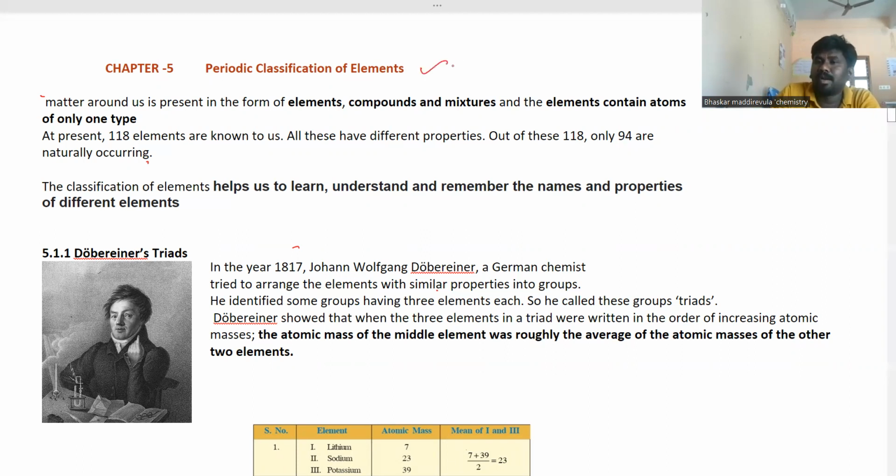From this chapter, we'll get 5-mark questions. Five marks we'll get from this chapter. Okay. Now, very important chapter. They'll ask more analytical type of questions from here. Okay. So we'll start.